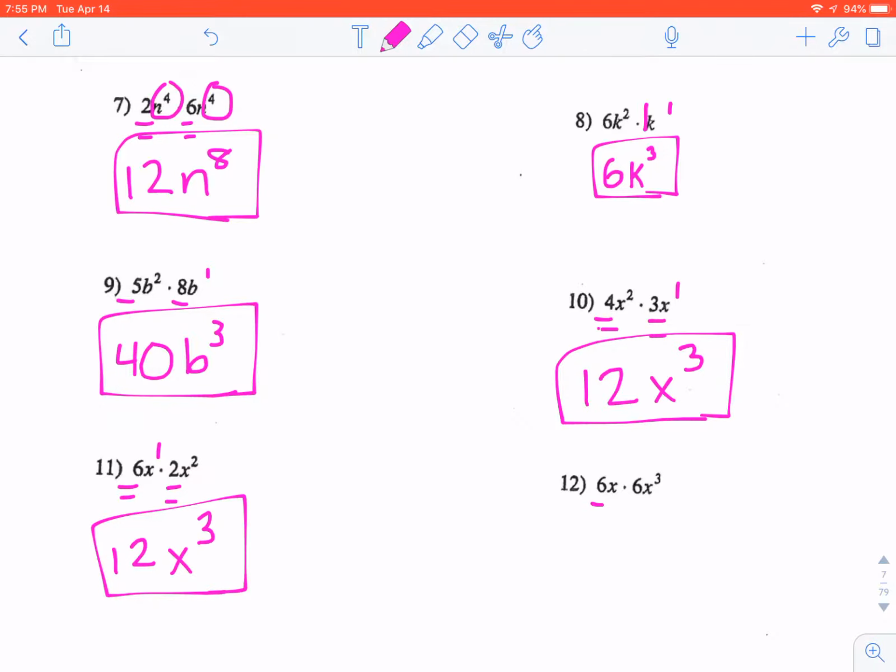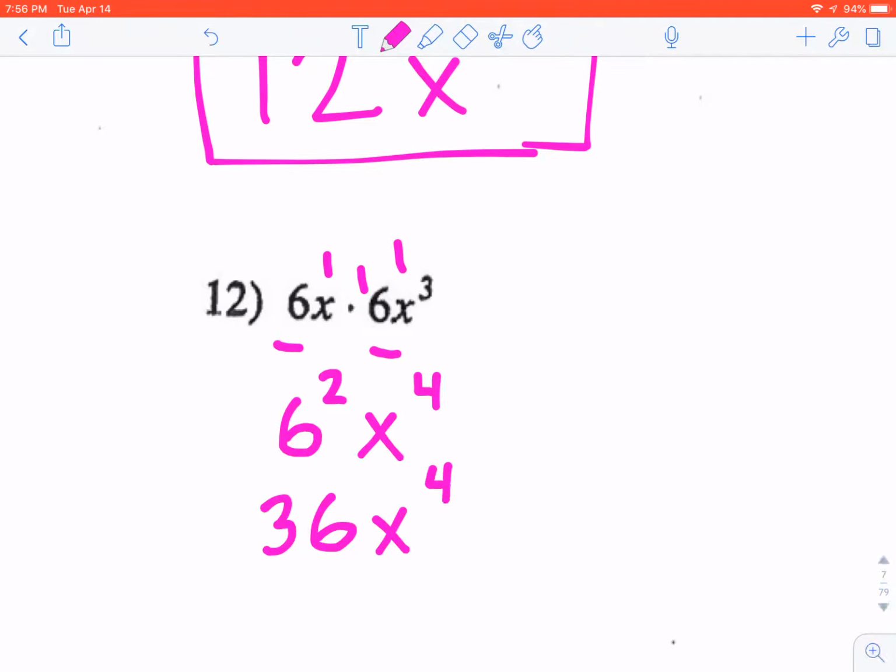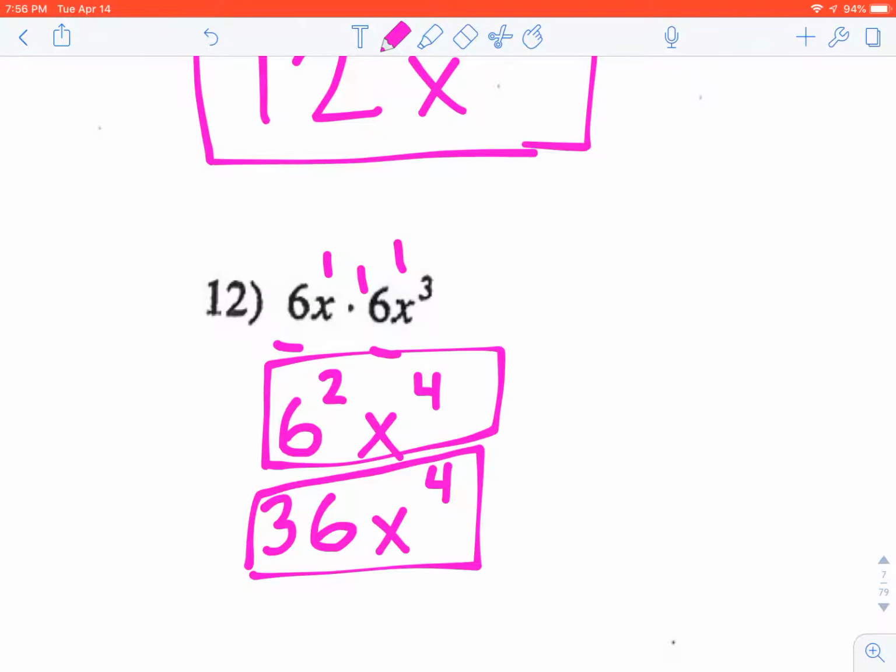Now number 12, we will accept 2 answers. Technically, your coefficient has the same base, so we should write it as 6 to the 2nd. If you put it as 36 for your coefficient, I'm okay with that as well. Your x becomes x to the 4th because 1 plus 3 is 4. Okay, so either 6 squared x to the 4th or 36 x to the 4th.